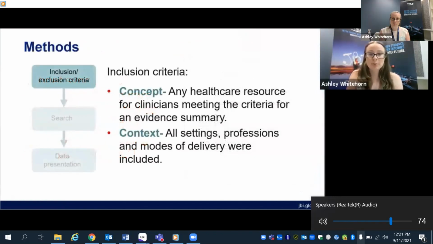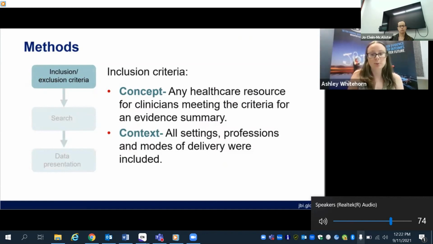So we had a fairly broad inclusion criteria. We included any healthcare resources for clinicians that met the previously mentioned criteria of an evidence summary. We included all settings, professions, and modes of delivery. We excluded systematic reviews unless it was a review of the evidence summary methodology or appraisal tool. Rapid reviews, integrated reviews, health technology assessments, clinical practice guidelines, and knowledge translation resources were also excluded, and we excluded anything that was not published in the English language.